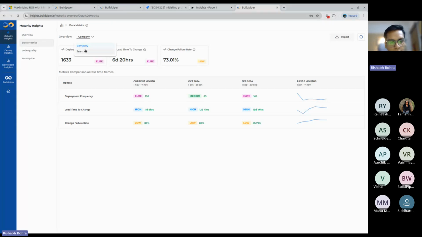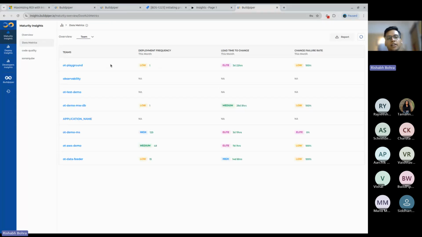So here, let me switch over to teams. Under the teams, we can see all the respective teams which are listed out, and their respective ratings in terms of the deployment frequency, in terms of DORA metrics, and then lead time to change, failure rate, etc.